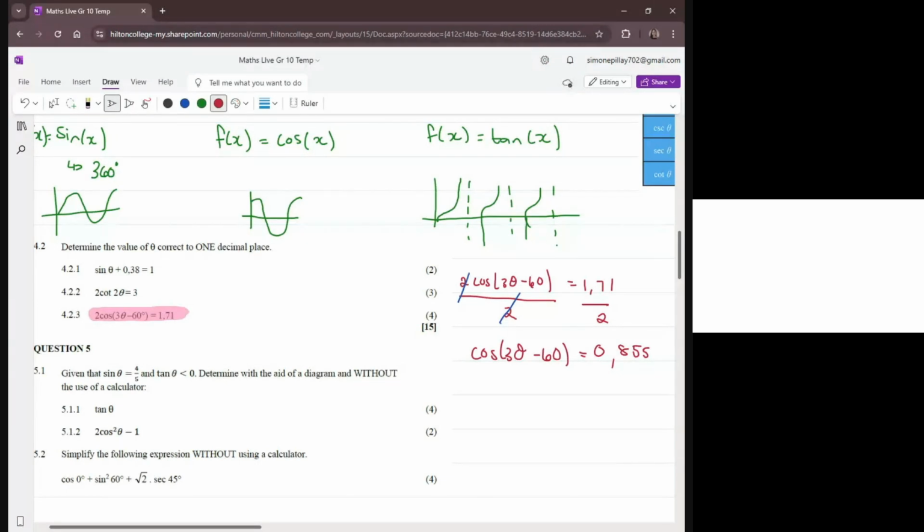And now, when you only have your ratio with the angle, this is when you can do your shift angle. So we are now left with 3 theta minus 60 is equal to the arc cos of 0,855. We now have that. What are we getting when we put that into our calculators? I'm also calculating right along with you guys.